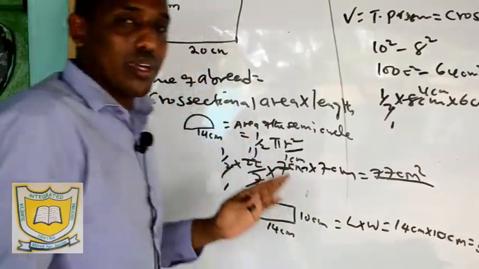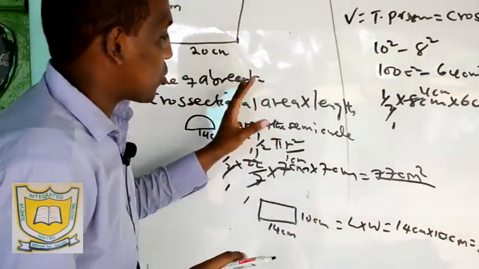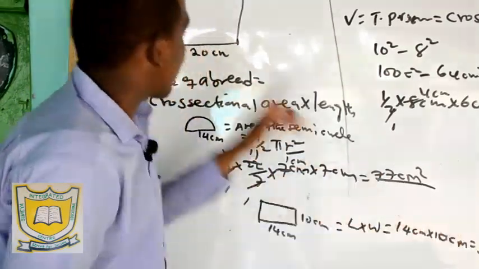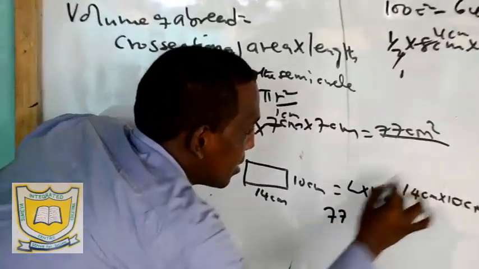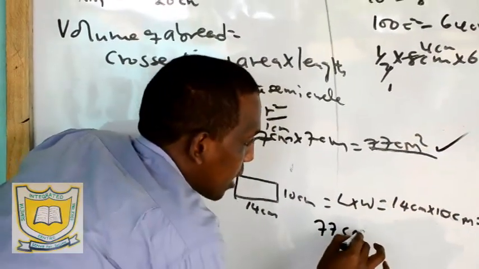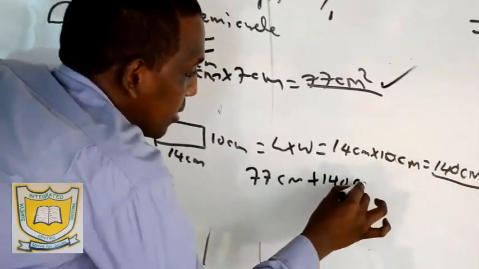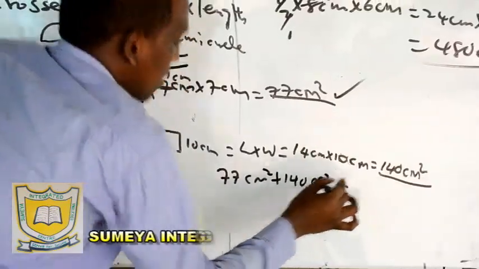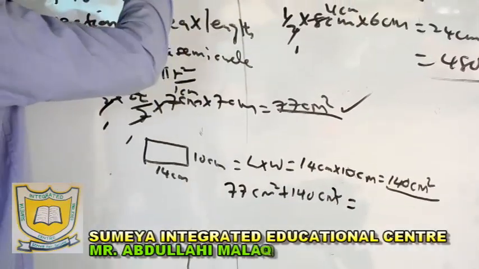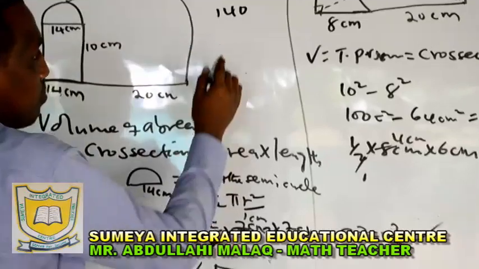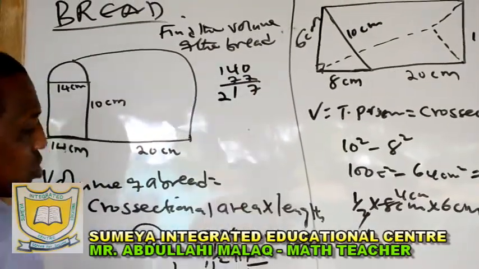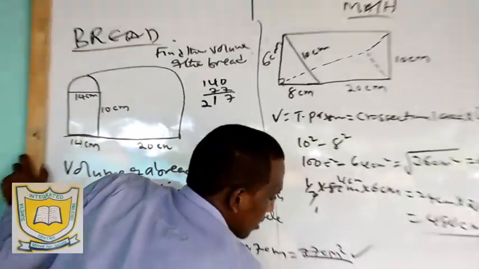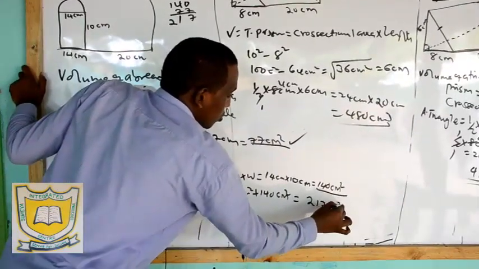What do we do now? The two areas we add, because the formula is saying cross-sectional area. So the two areas you add, then times length now. So let us add now. 77 centimeter squared plus 140 centimeter squared. 140 plus 77. 7, 11 carry 1, 2. So you will get 217 centimeter squared.